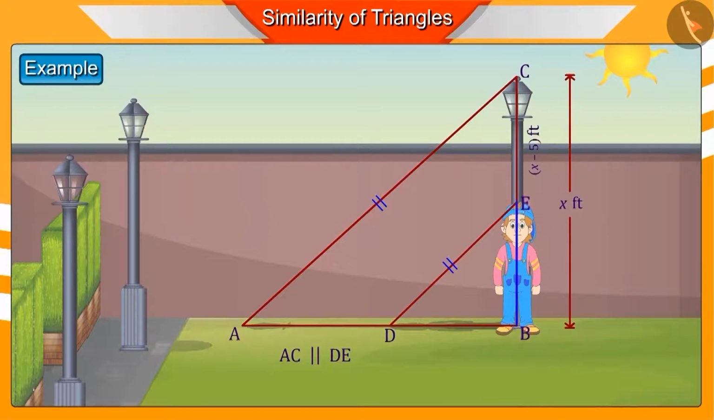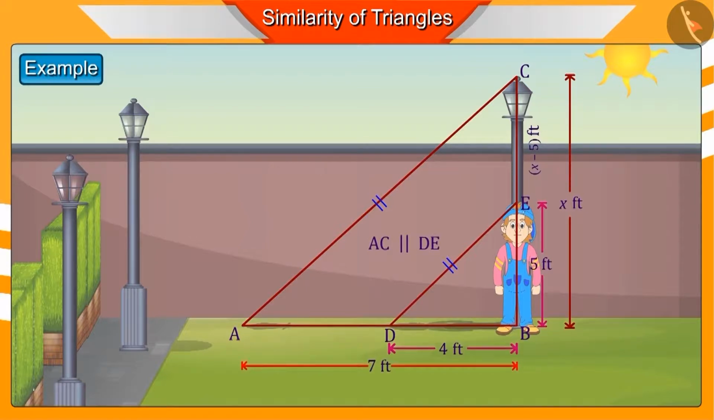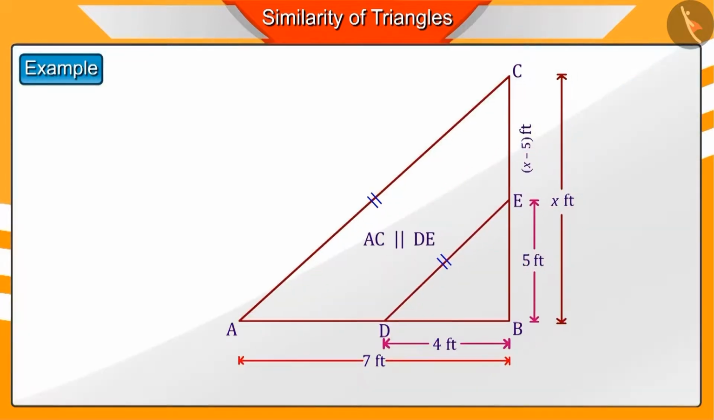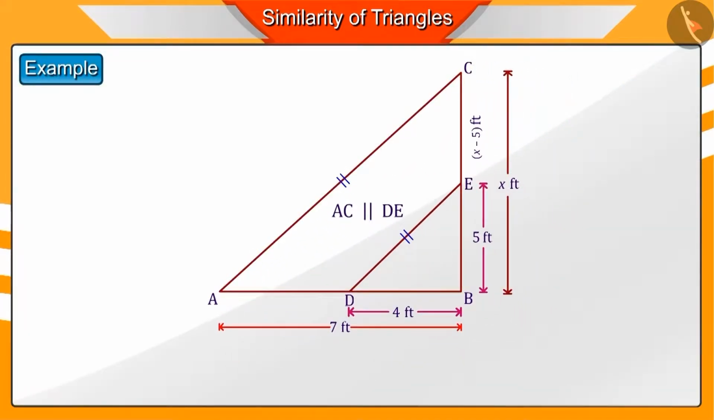BE is the height of Nakul, BC is the height of the pole, DB is the shadow of Nakul, and AB is the shadow of the pole. Looking at this picture, we can say that line DE intersects the sides AB and BC of the triangle ABC at points D and E respectively, which is parallel to the third side AC of triangle ABC. Can you find the value of x?